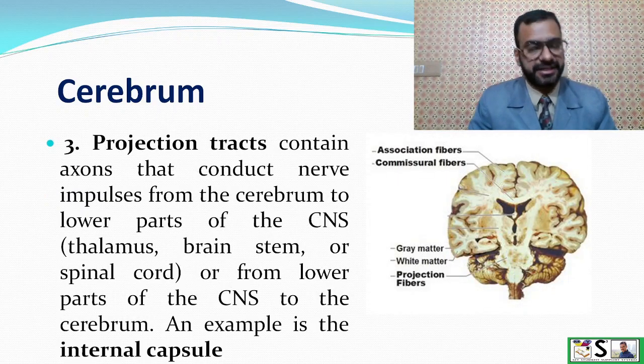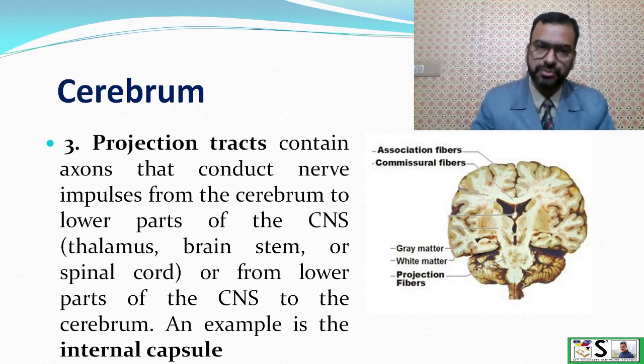Third is projection tract, which contains axons that conduct nerve impulses from the cerebrum to the lower parts like thalamus, brainstem and spinal cord, and from lower parts to the cerebrum. An example is internal capsule.